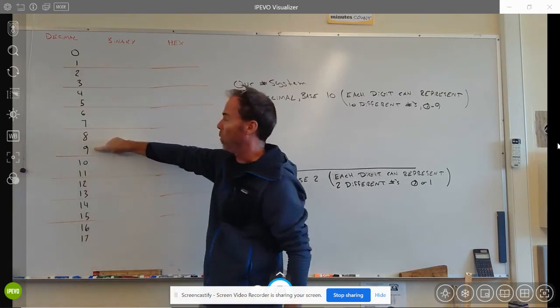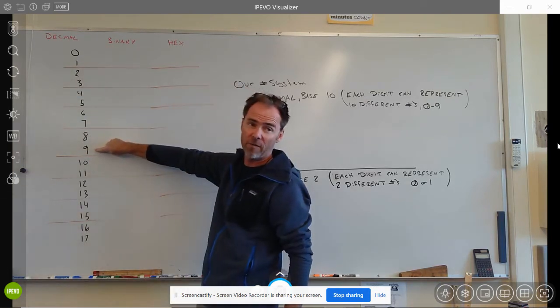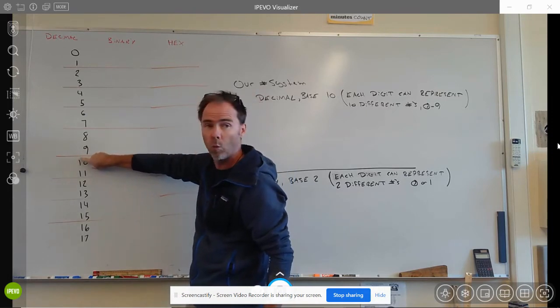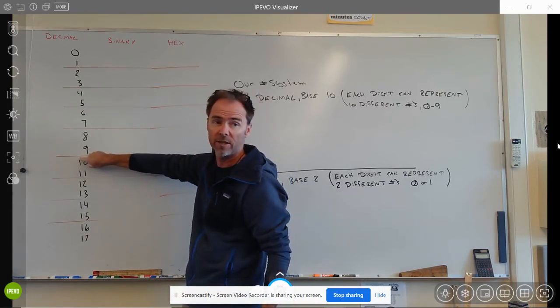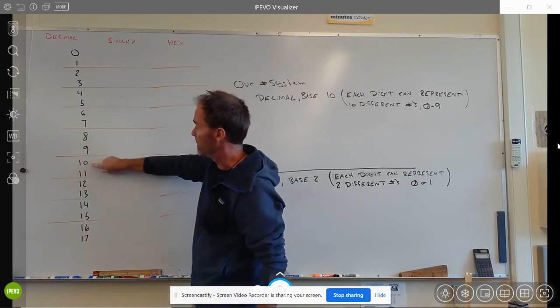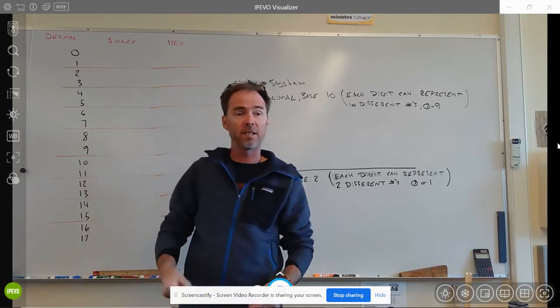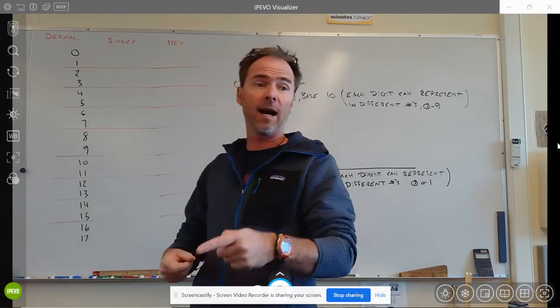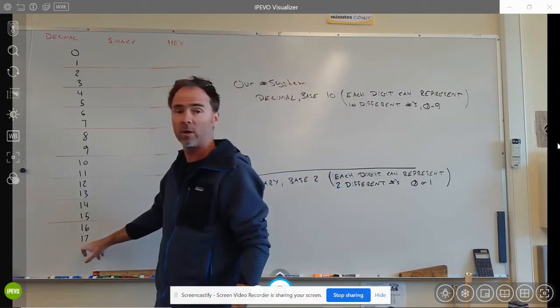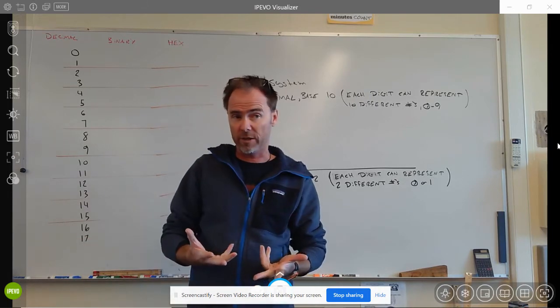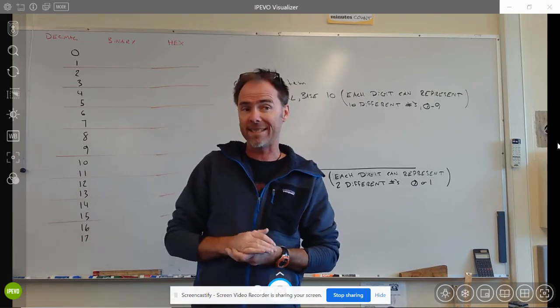When I reach the end of that sequence, I just start over and I add one to the next place out, right? So 10, 11, 12, 13, 14, 15, 16, 17, 18, 19. When I'm at the end, I add to the next one out, it would be 20. So that's how our number system works, base 10.